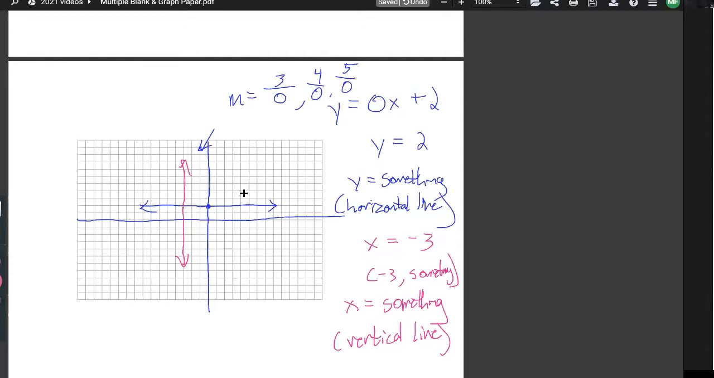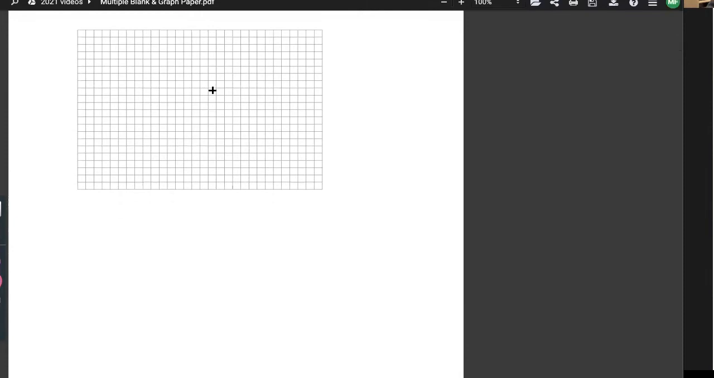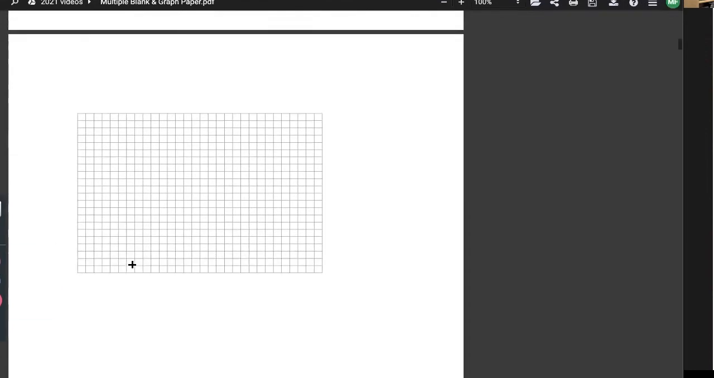Okay? So those are the easy ones, but for some reason, they're harder to remember and harder to explain for sure. Okay, so let's try an example, and let's see if you guys can do this one here. So let's try to graph this equation. So we're going to graph y equals 3x minus 5.